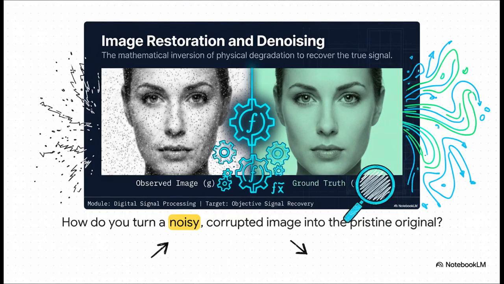Okay, so take a look at this. On the left, you've got an image that's been hit with what's called salt and pepper noise, just a mess of black and white dots. And on the right, that's the pristine original. So the big question, the one that drives this whole field, is how is it even possible to mathematically undo that kind of damage? How do you get from that noisy mess back to the original with such clarity? It honestly looks like magic, but I promise you it's all science.